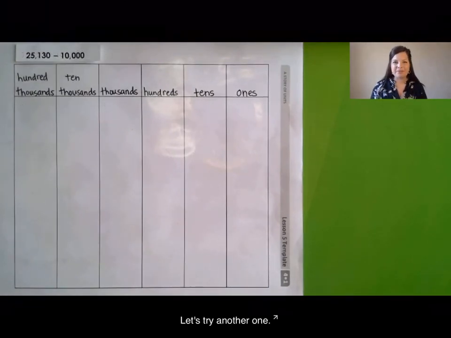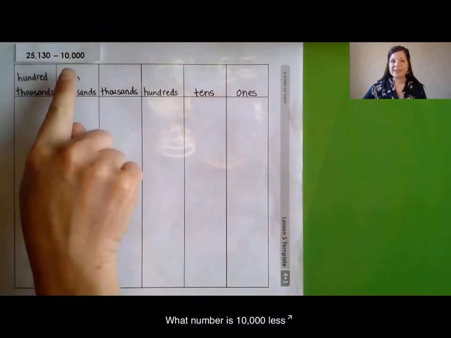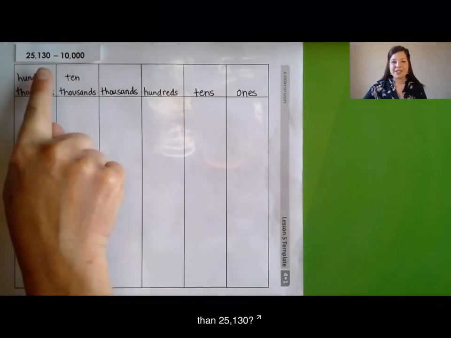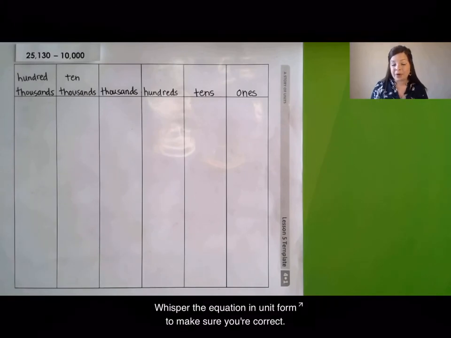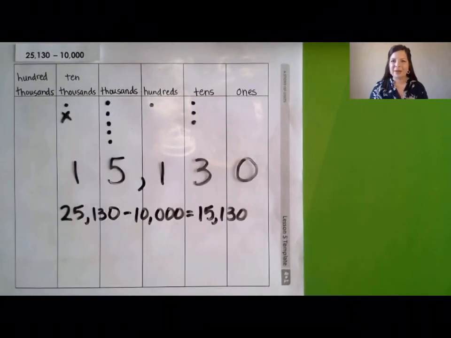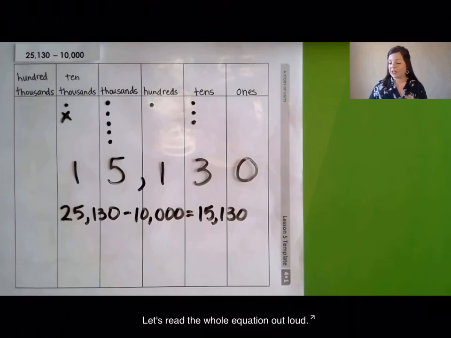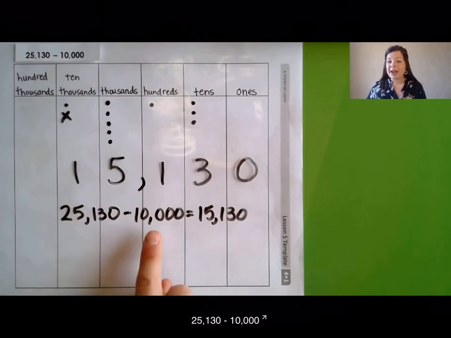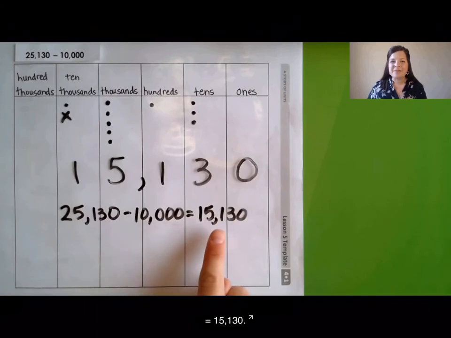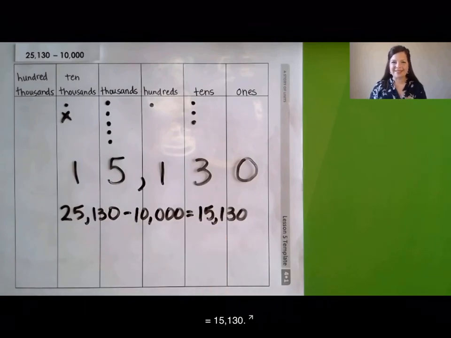Let's try another one. What number is 10,000 less than 25,130? Pause the video and use discs and numbers to find the difference. Whisper the equation in unit form to make sure you're correct. Compare your work with mine. Let's read the whole equation out loud. 25,130 minus 10,000 equals 15,130.